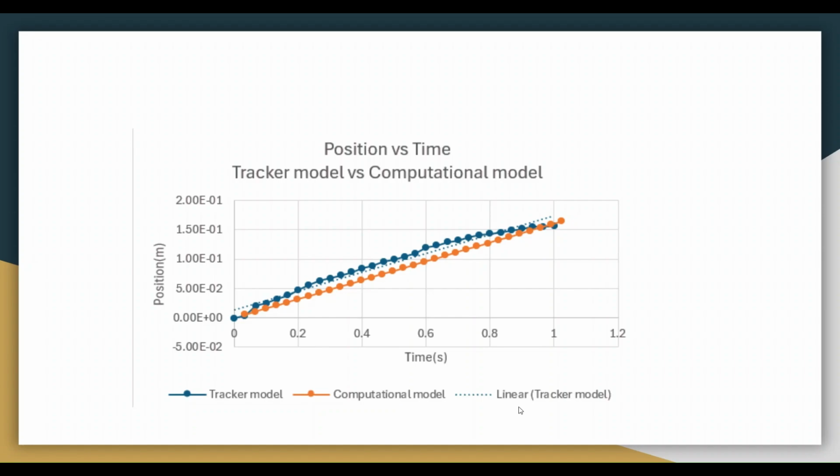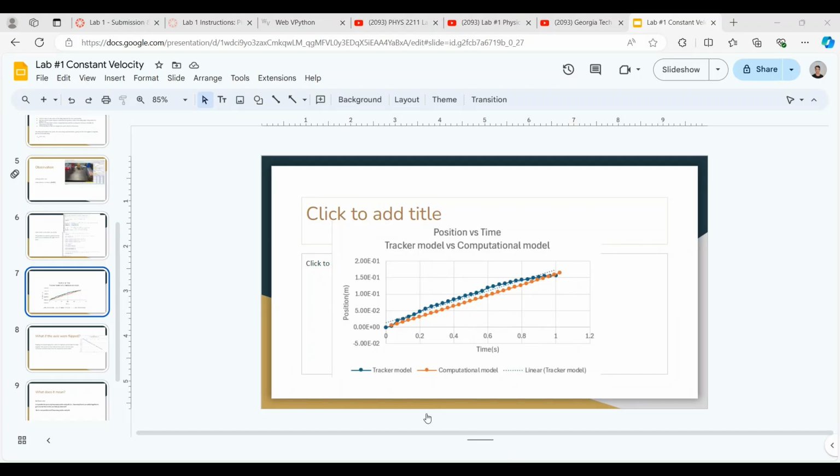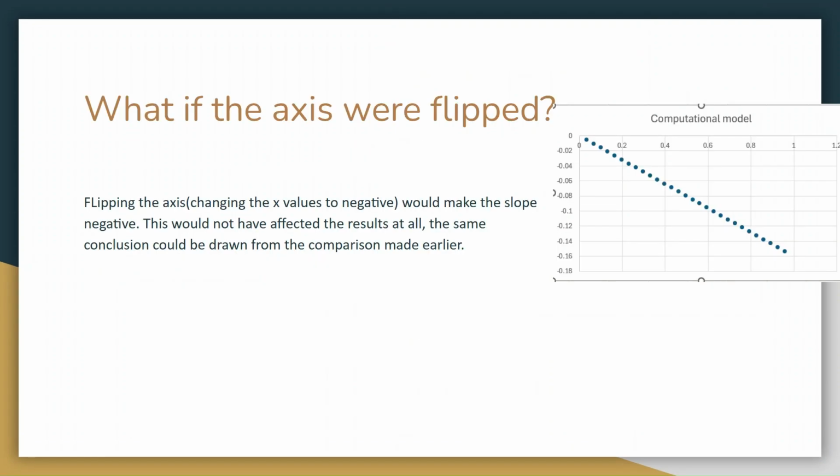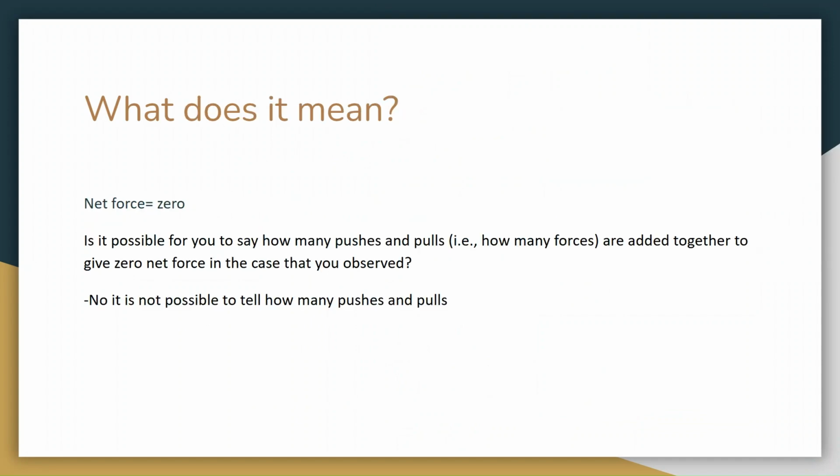As you can see here, these are the results of both of the different models. There's a little bit of a difference, most likely because of things like friction happening or maybe the table wasn't perfectly smooth; stuff like that would affect the results. Flipping the axes, like changing the x values to negative, will make the slope negative. This would not have affected the results, though. The same conclusion could be drawn from the comparison made earlier. So the net force for this experiment is equal to 0.